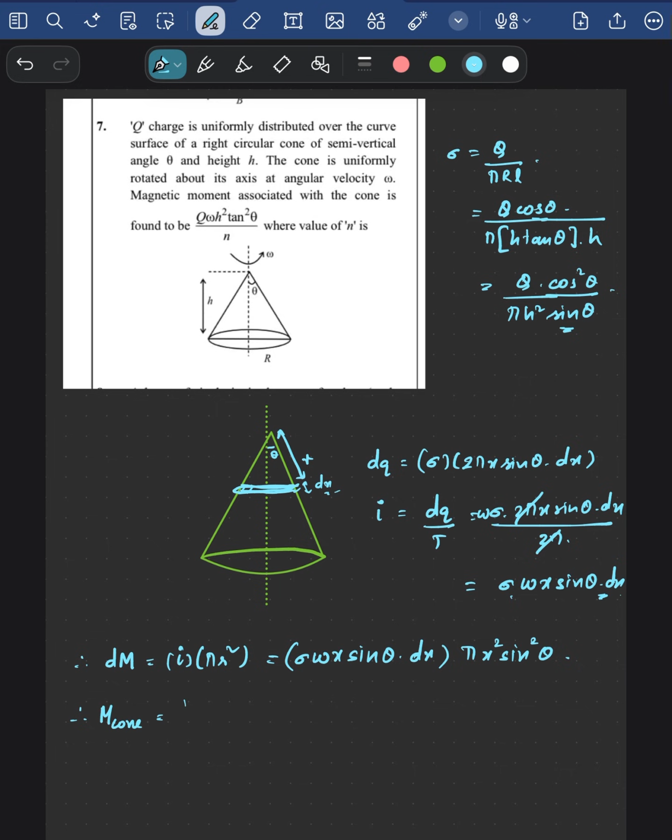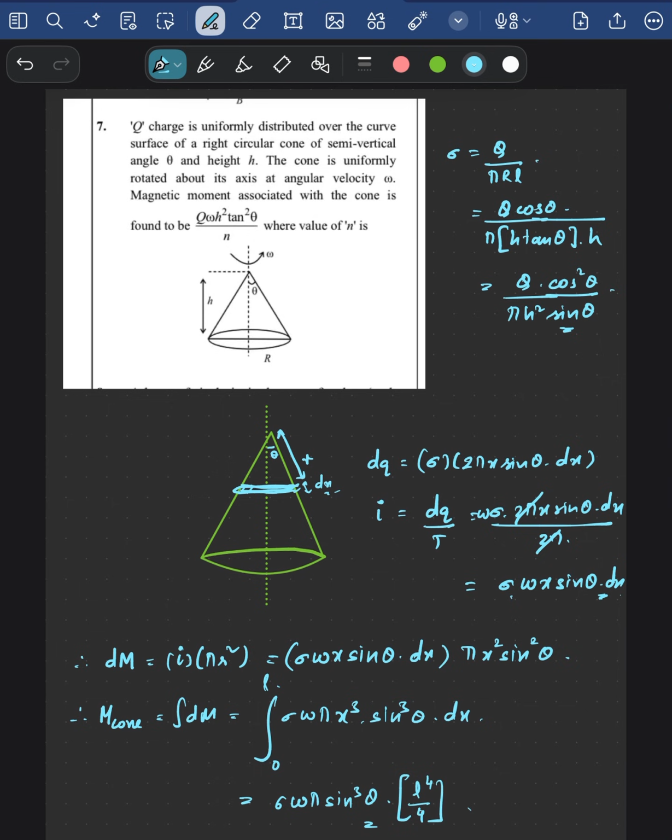Your magnetic moment of this entire cone is integral dm, which will become equal to sigma omega pi x cube sin cube theta into dx, as the x value varies from 0 to L, where L is your slant length of the cone. So this becomes equal to sigma is a constant, omega is a constant, pi is a constant, sin theta also is a constant over here. So it becomes sigma omega pi sin cube theta into L power 4 by 4. So this is your magnetic moment of the cone right now.